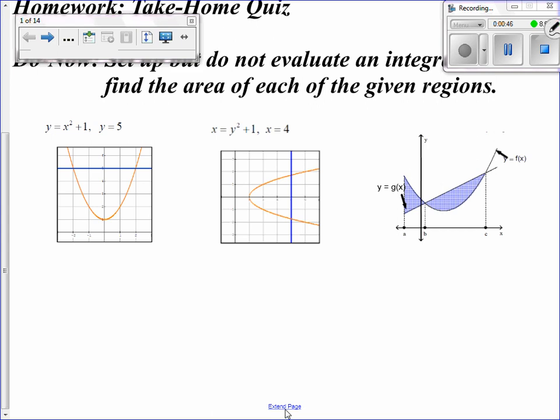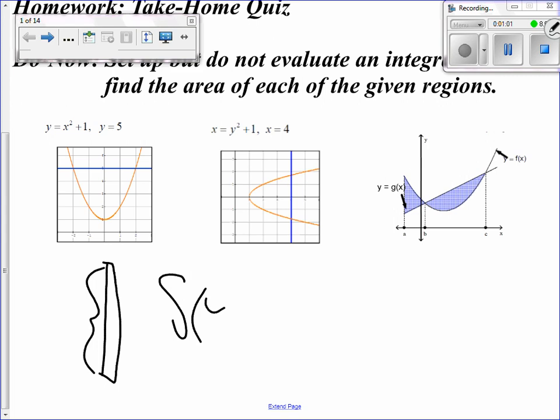Now, if you decide you want to use vertical strips, you're summing up, how do you get the height if you're using vertical strips? Y top minus y bottom, right? And what will the width be if it's a vertical strip? Yes, small change in x. So you'll fill in whatever y top is, minus whatever y bottom equals.